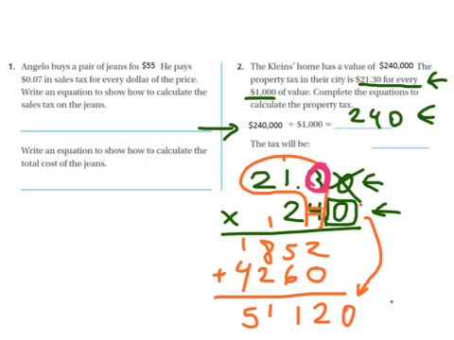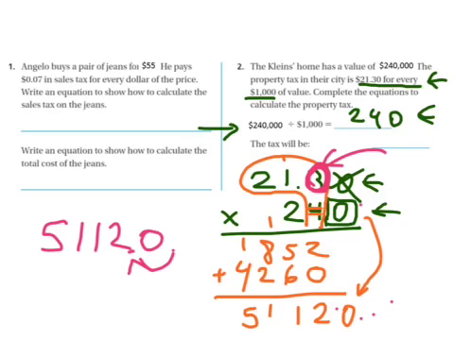So I put my pencil at the end here. Ooh, will it let me do it? And then I go 1 place to the left, and my program's not letting me go that low because it's popping up a menu. But I'll rewrite it up here. 51,120. So I start here, and then I go 1 place to the left because I have 1 number after the decimal in my problem, and I end up with 5,112.